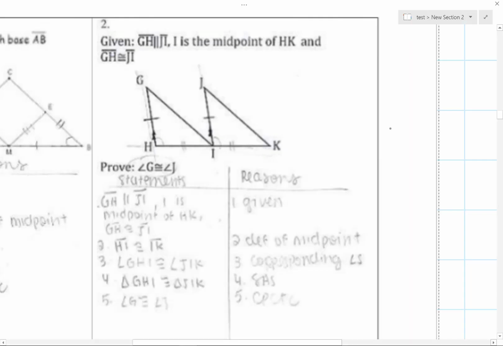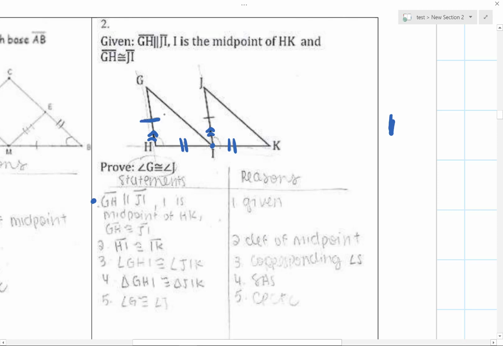Okay, so the first thing you want to do when you prove stuff is definitely write down that given. And you also want to mark anything they write. So we note that these sides are parallel. We note that I is the midpoint of HK, so those segments are going to be congruent. We're going to have a step in our proof that says that.